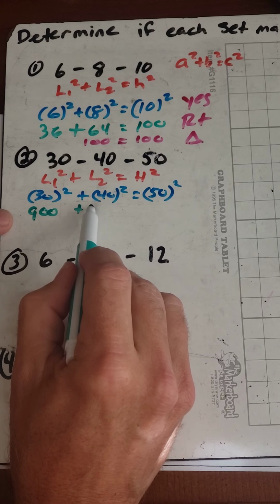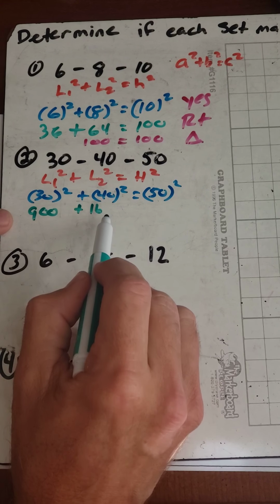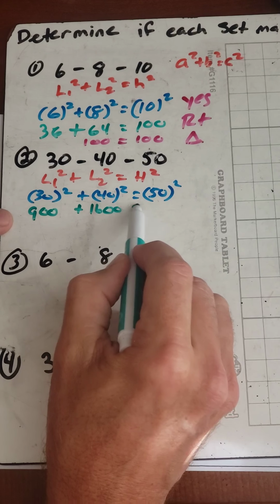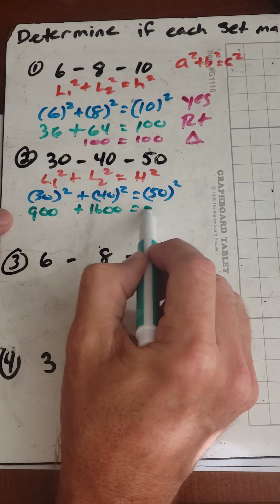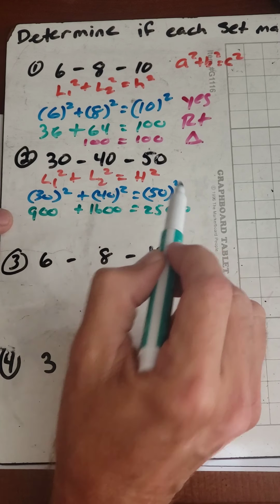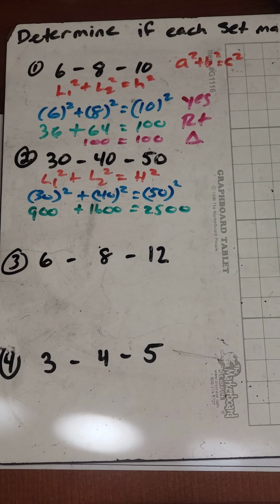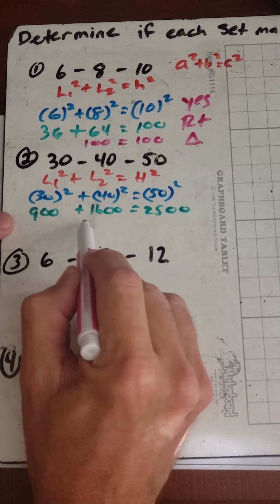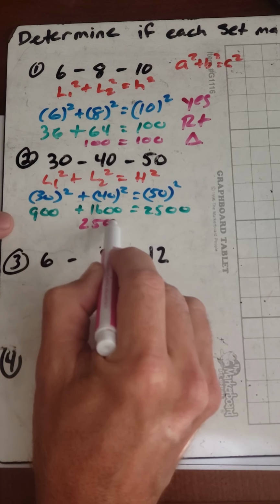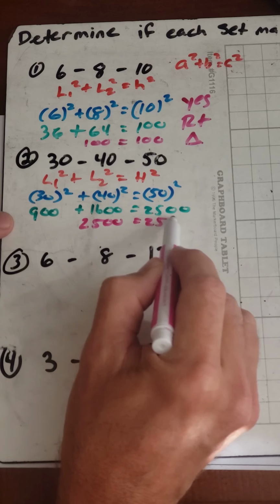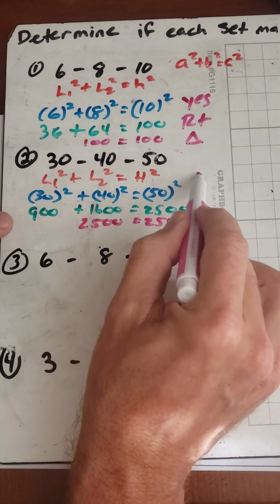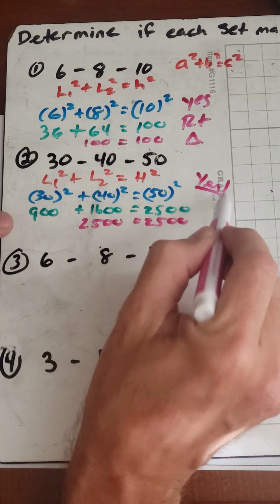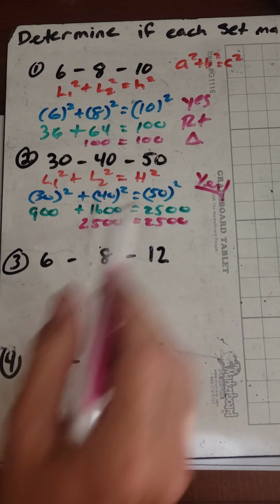This one is going to be 4 times 4, which is 16, and then double the zeros, so 1600, and that's 5 times 5, which is 25, and then double the zeros. All right, so there we go. We got 900 plus 1600 equals 2500. And sure enough, 2500 is equal to 2500. So yes again, that one is going to be a right triangle.